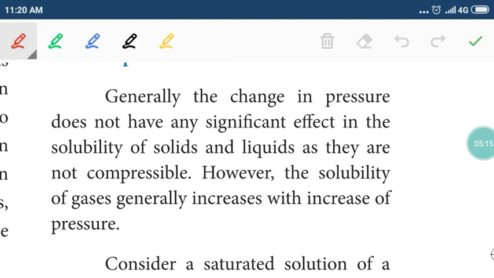When carbon dioxide is dissolved in water, we prepare carbonated water. So pressure is increased, solubility will be increased. By increasing the pressure, more amount of gaseous molecules will be dissolved in water. So solubility is directly proportional to the pressure for this type of solutions. So solubility of gases increases with increase of pressure in a liquid solvent.